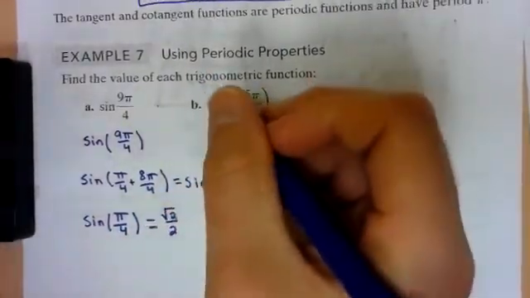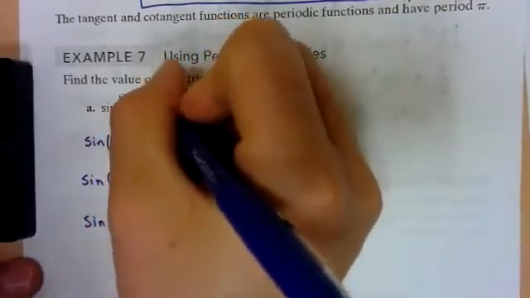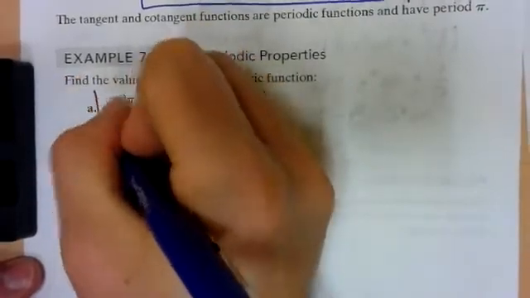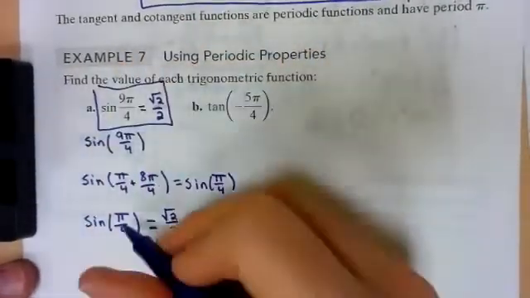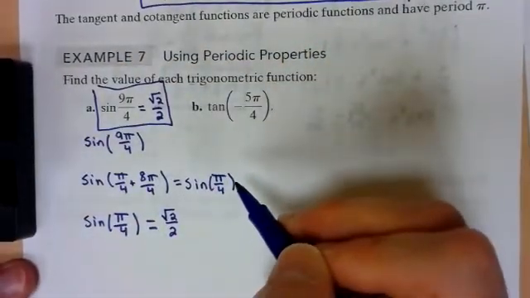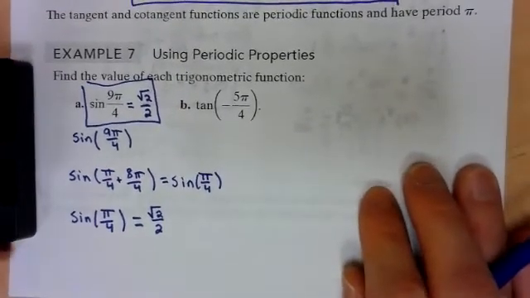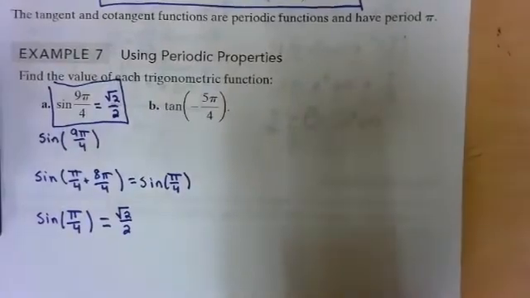So what this means is sine of 9 pi over 4 is also equal to root 2 over 2. Okay, we get to the same values as sine of pi over 4 and sine of 9 pi over 4, right? This one we're going to treat a little bit differently because we skipped something called even and odd properties.